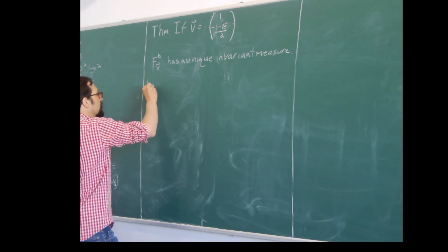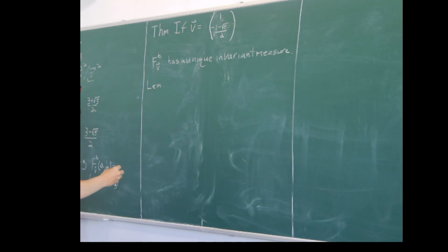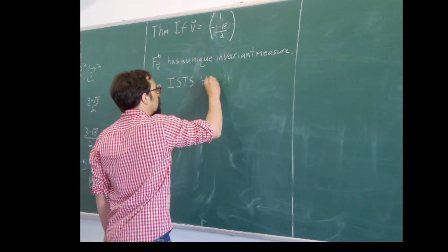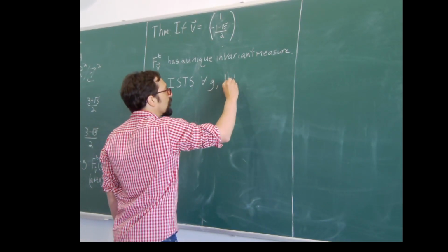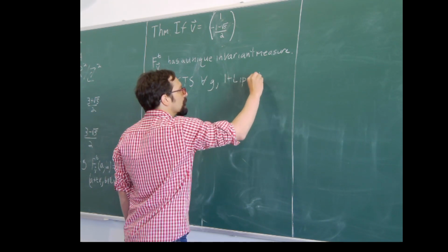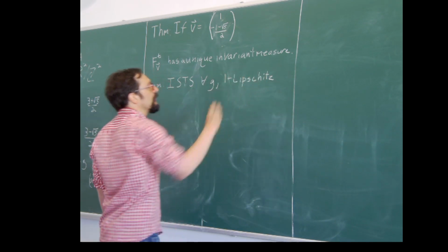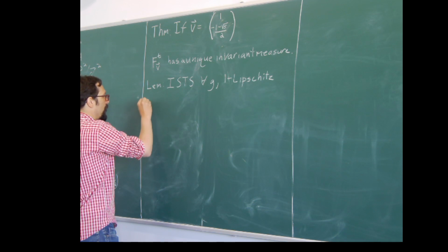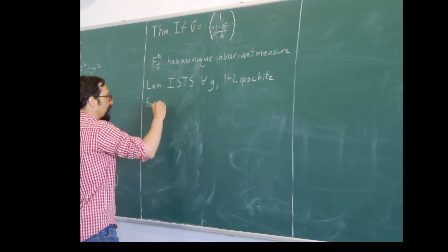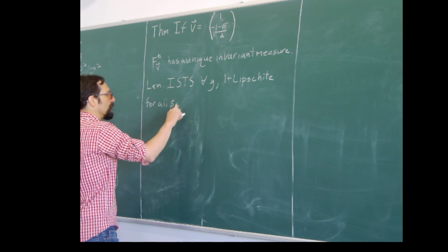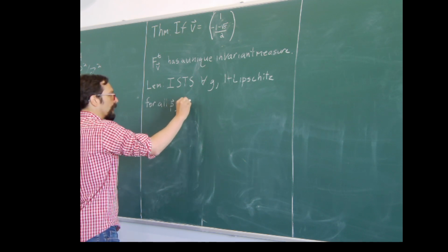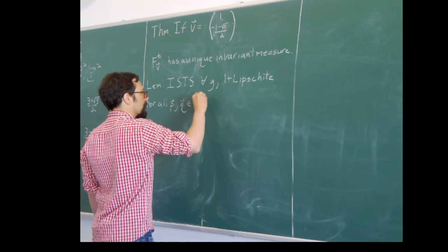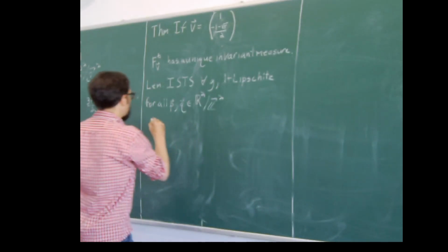So we have the following lemma. It suffices to show for all g, 1-Lipschitz. So that means the Lipschitz constant is 1. Remember, this is just for convenience in our argument. And for all P and Q in my torus, the Birkhoff averages are the same.